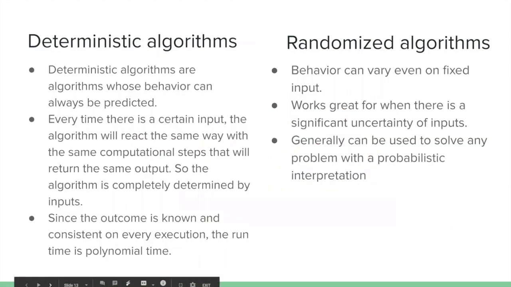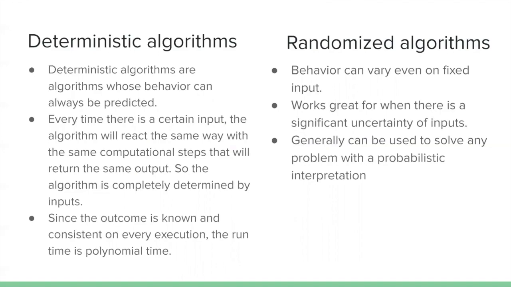So to give a little background on both deterministic algorithms and randomized algorithms, deterministic algorithms are algorithms whose behavior can always be predicted. Every time there is a certain input, the algorithm will react the same way with the same computational steps that will return the same output. So the algorithm is completely determined by inputs. Since the outcome is known and consistent on every execution, the runtime is polynomial time.